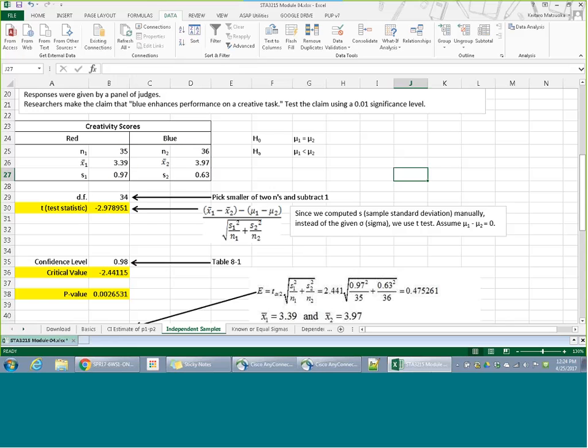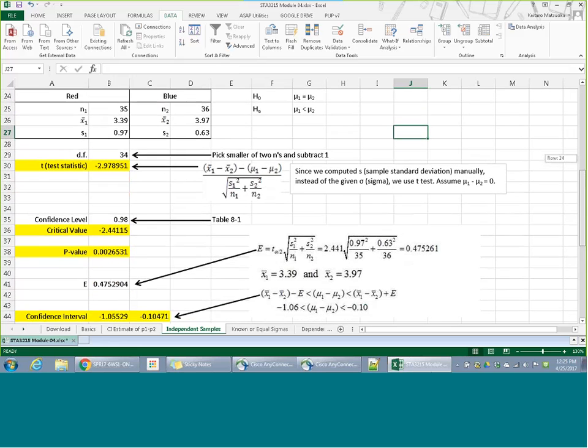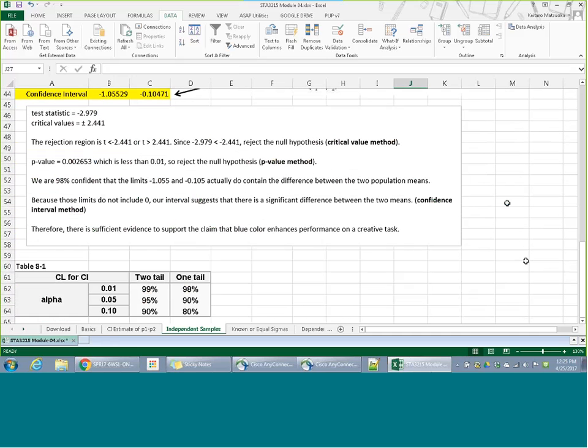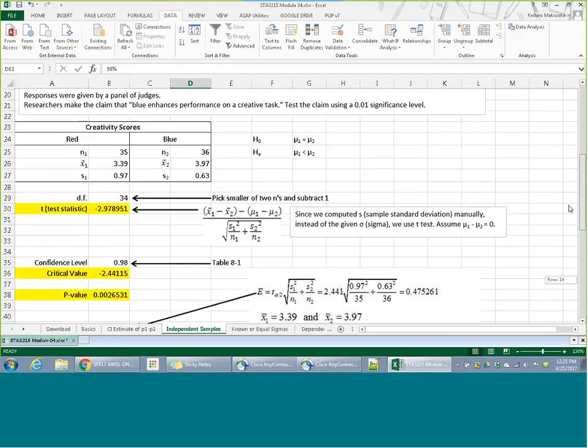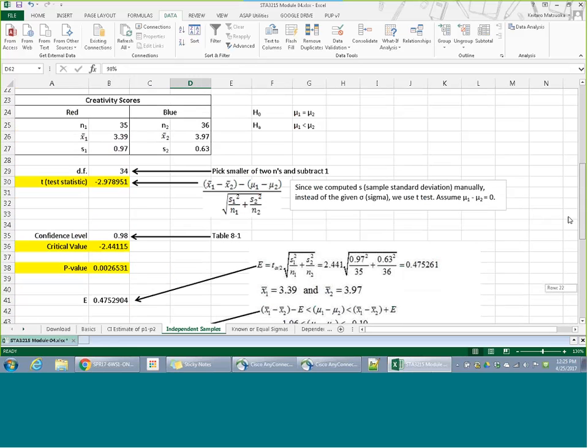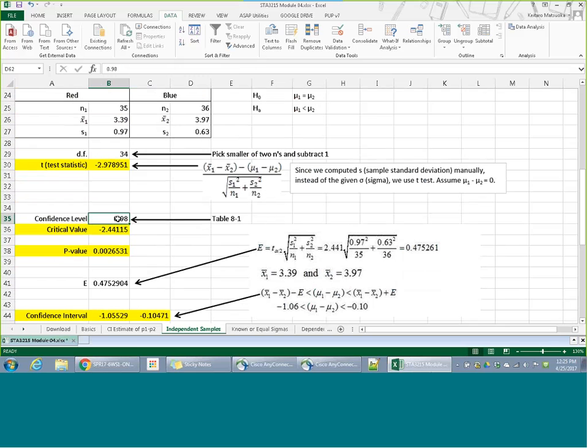All right. So now this is one tail. So confidence level is going to be, what is it? 0.98, okay? Because it's one tail and the significance level is 0.01. It's not going to be 0.99. It's going to be 0.98 here. So make sure you get that right. And if you do that, the critical value will be calculated, okay? And the p-value will be calculated.